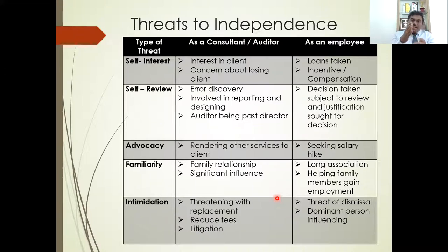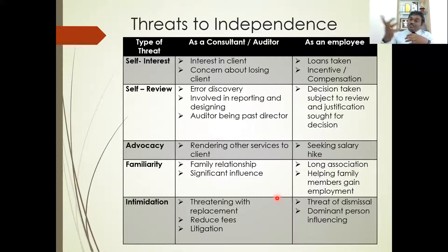You are the auditor, and your relative, family member, your son, child, spouse is working in the client. Interest in the client. Concern about losing the client. If you are an employee, you have taken a loan, therefore you don't want to be independent. Whatever your employer says, you're okay.